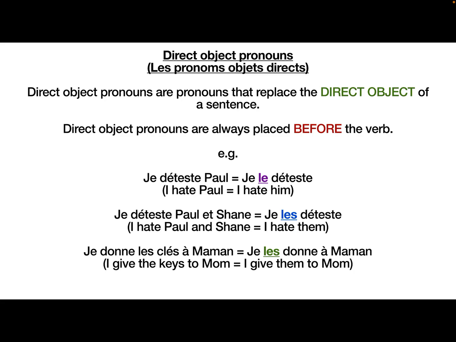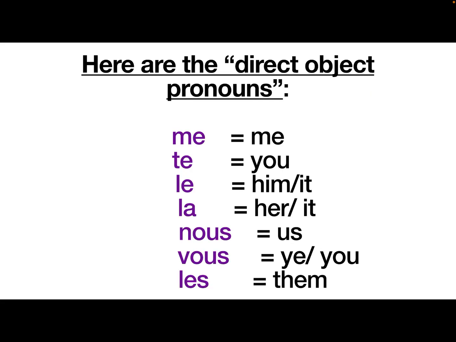Instead of constantly saying I give the keys to mom, I give the keys to mom every day, I give them to mom. So them is les in French and you put it before the verb again. So les means them and it's just replacing the noun, the direct object in the sentence, les clés. So je les donne à maman. That gives you a very, very brief insight to what direct object pronouns are. As we move throughout these slides, it'll become easier.